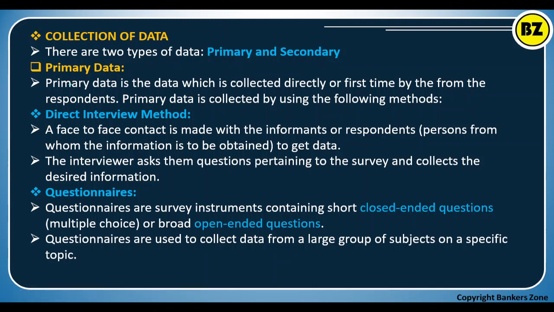So what is primary data? Primary data is data which is collected directly or for the first time from the respondent. Primary data is collected by using different methods. So primary data is data collected the first time. Data collected first time means what?